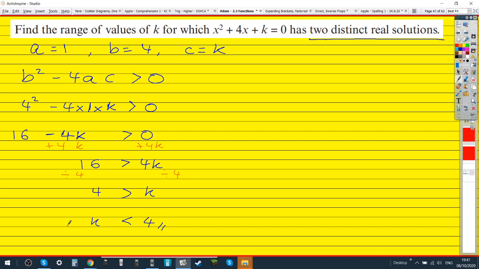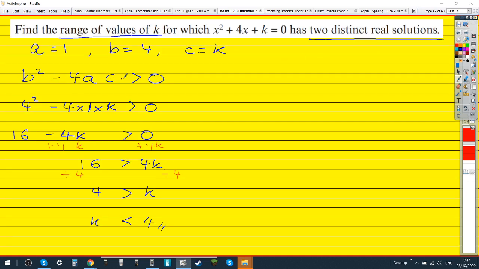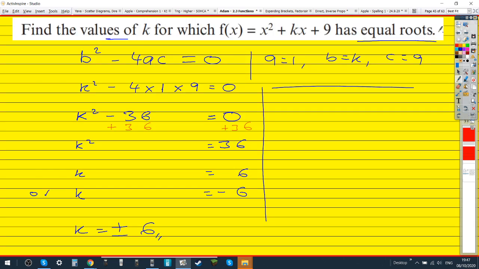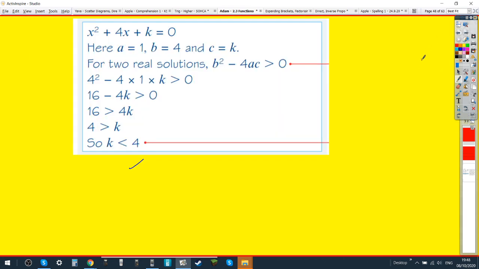And that is why they said the range of values of k. So there isn't like k equals 4 or k equals plus or minus 4. There's a range of values, and the range is k is less than 4. Well done. Two distinct real roots, so the discriminant is greater than 0. Equal roots, so the discriminant was equal to 0. Any questions about any part of that?